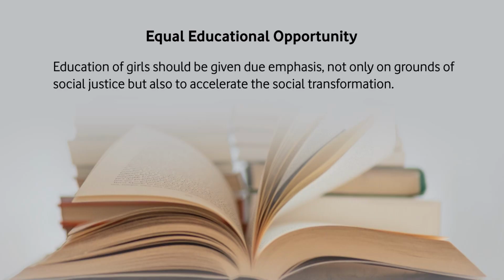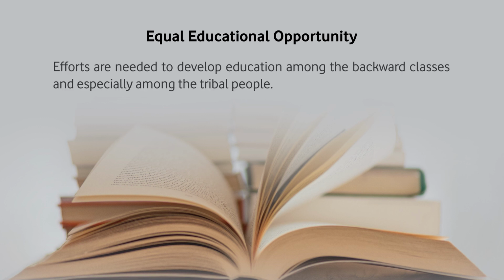Actually, the common school system was a system wherein all the children could come to a common school, and there would be no discrimination on the basis of caste, religion, region, language or sex. Education of girls should be given due emphasis. Here we can see that when we are talking of equal educational opportunities, girls were lagging very far behind. So special emphasis was given on education of girls, not only on grounds of social justice, but also to accelerate the social transformation. Efforts are needed to develop education among the backward classes and especially among the tribal people.